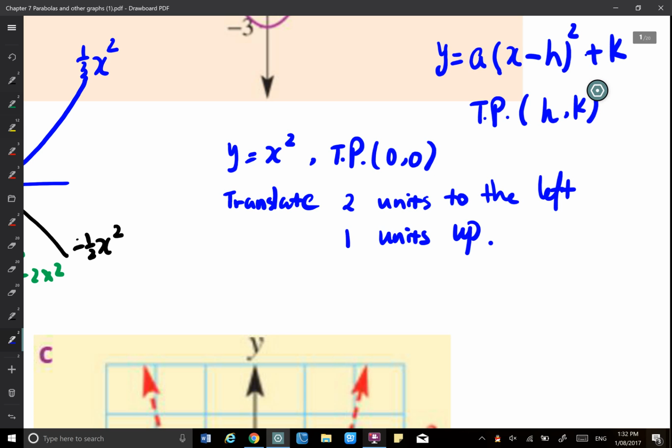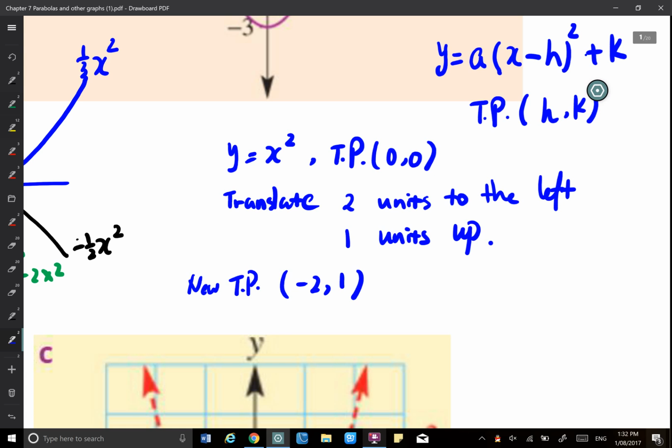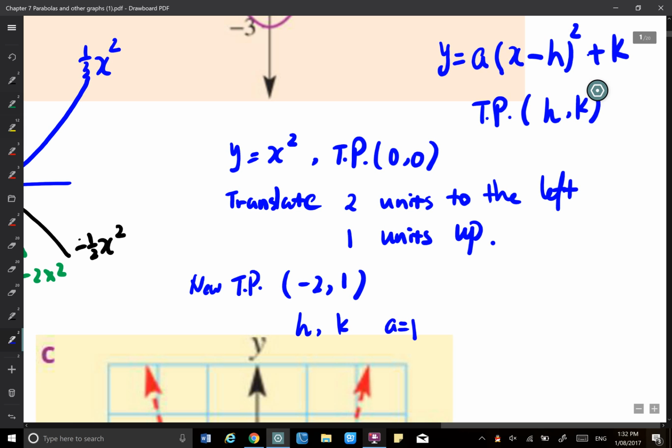Yeah, clear? Yeah, negative 2, 1. So that's the new turning point. Negative 2 and 1. Okay, if that's the new turning point, can you put that into the turning point formula for me? Like what will the new equation become? So that's the h value, that's the k value. And you know that a equals 1 because the original graph is x squared. The a value doesn't change because there's no dilation.